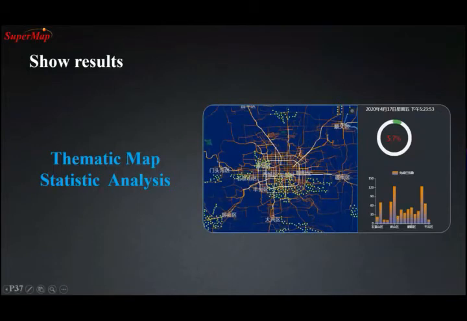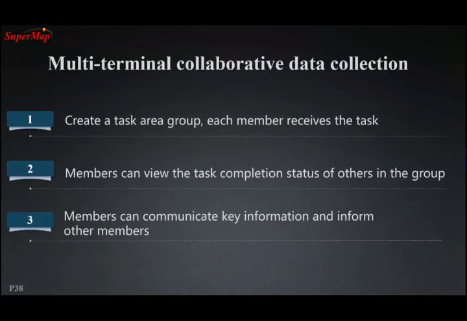So here we have a summary about the real-time data collection. We just have 3 steps actually. The first one is about creating a task and separating it to each member. A member can view the task and complete the task. And when they do their work, they can also communicate some key information by our message group function.